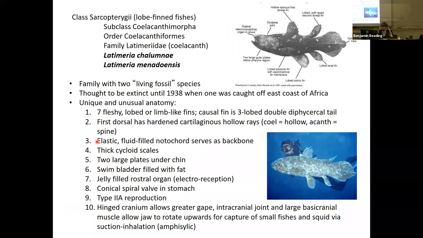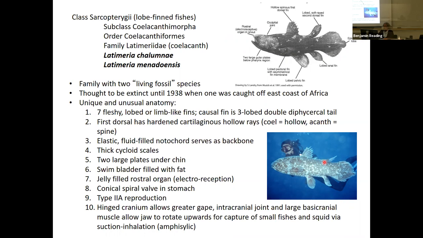So first one here, class Sarcopterygii, the lobe-fin fishes. Really, we're looking at this for your exam. Family Latimeriidae, the coelacanth. Look at this thing here. In many cases, they've been called the missing link, so to speak, because these are living fossils that share a common ancestor with basically the beginning of tetrapods, so land-moving creatures. And so these lobed fins here, they have seven of them. 1, 2, 3, 4, 5, 6, 7. They literally are legs.